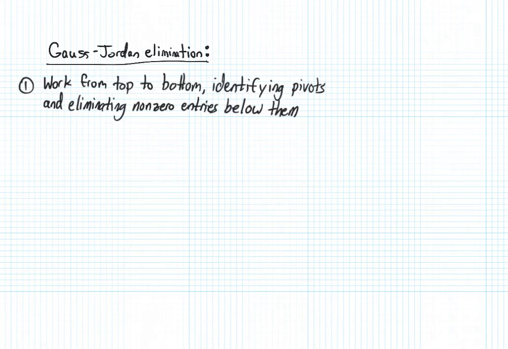So here is roughly how Gauss-Jordan elimination works. First, you start by working from top to bottom, identifying the pivots in each row, and then eliminating the non-zero entries below those pivots. In this process, you might actually encounter a row of all zeros, and when that happens, you'll have to swap some rows in order to move that row to the bottom. So that's where you use the row swap move. And at the end of this step, you will have the matrix in echelon form.